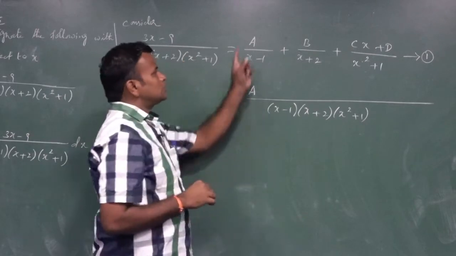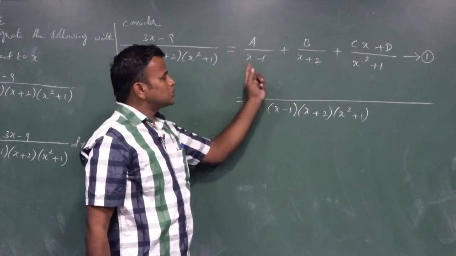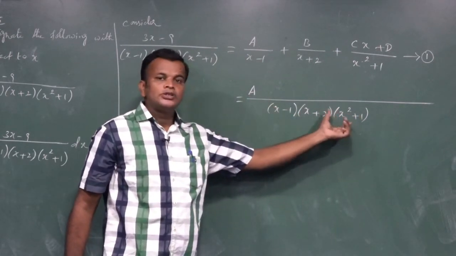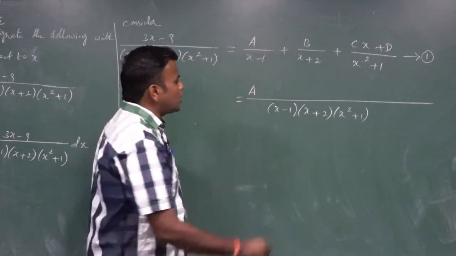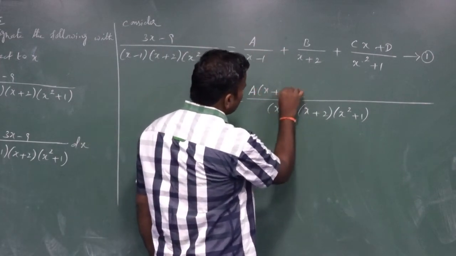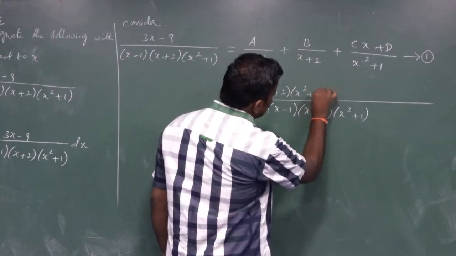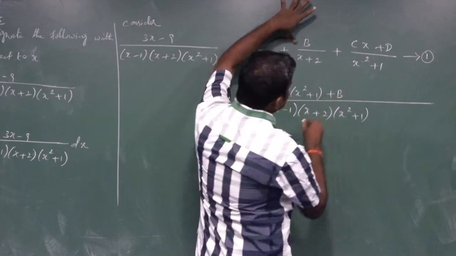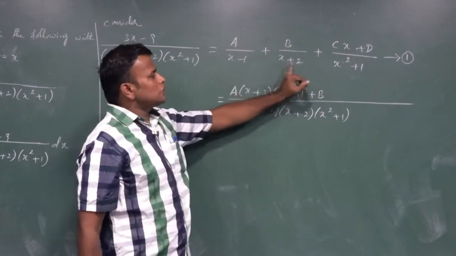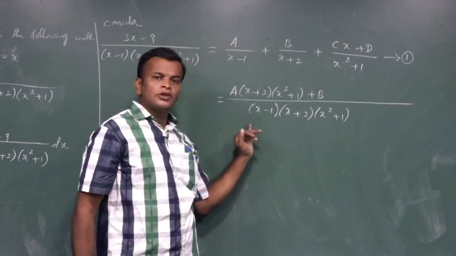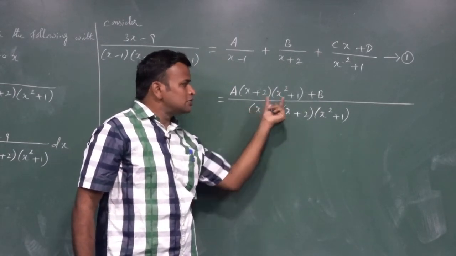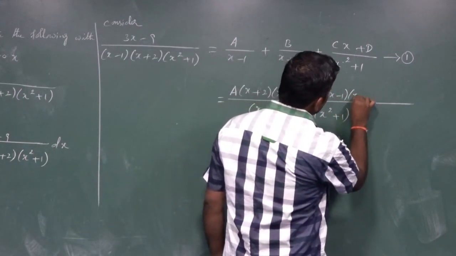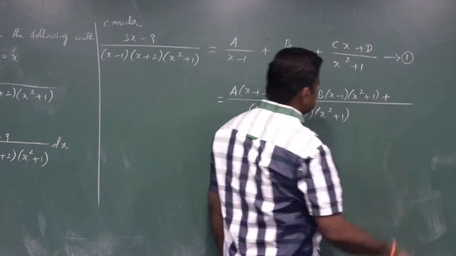In the first term, the numerator is a. The denominator of the first term is x minus 1, but we need the LCM. So what are the missing factors? x plus 2 and x square plus 1. So the term is multiplied with a: a of (x plus 2) into (x square plus 1). Next, plus, the numerator constant is b. The denominator of b is x plus 2, so the missing factors are x minus 1 and x square plus 1. So b of (x minus 1)(x square plus 1), plus.